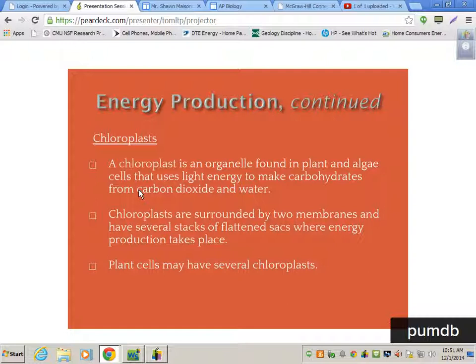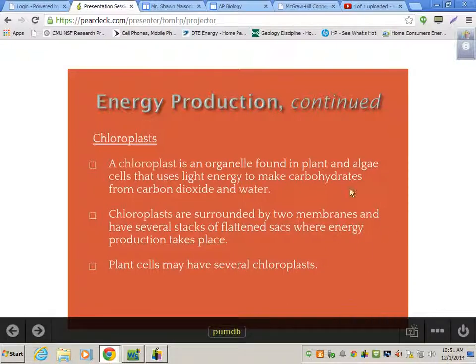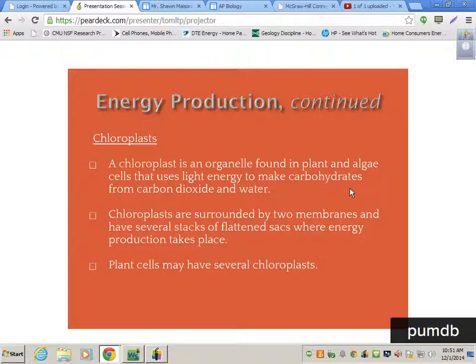Yeah. So even a chloroplast is only from the female egg portion of the flower, okay? Which is really, now you guys are really starting to think about flowers differently. So chloroplasts are surrounded by two membranes and have several stacks of flattened sacs. They're called thylakoids. We'll spend a whole chapter talking about those, where energy production takes place. Now, plant cells may have several chloroplasts, and usually they do. The greener they are, the more chloroplasts they have.